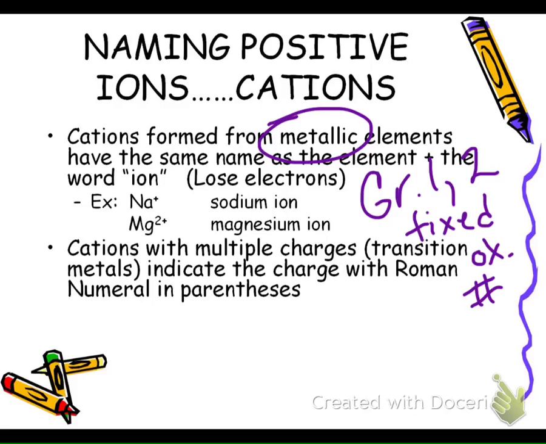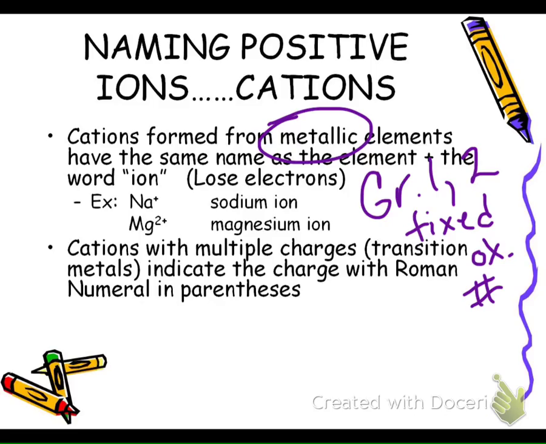For groups 1 and 2 that have a fixed oxidation number, we will have no problem because the location of the element tells us the charge. So sodium in group 1 would be Na+, simply sodium ion, while magnesium in group 2 would be Mg2+, for the magnesium ion.